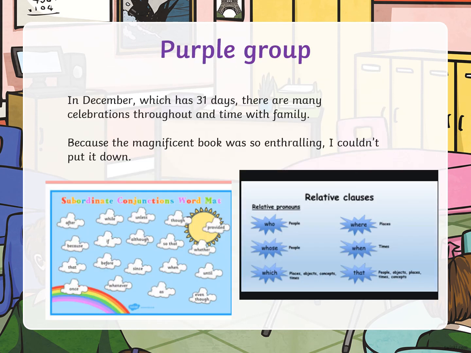So Pebble Group, I've given you 2 resources here to help you write your sentences. The first one here on the left is the subordinating conjunctions word map, which we have on display in school. You see every day, and we've used it lots. Now remember, if you start your sentence with one of these subordinating conjunctions, for example here I've started it with because, you must have a comma before the main clause. So because the magnificent book was so enthralling, I couldn't put it down. Okay, so you've got to have that comma there. So subordinating conjunction, subordinating clause, comma, ready before the main clause.